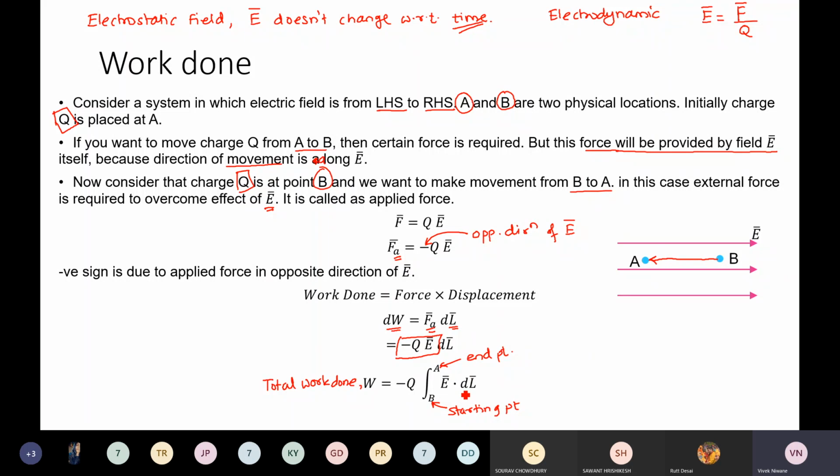Very important. If by mistake you put the limits of the integral the wrong way, writing A below and B above, the answer will have the opposite sign. Even if the answer is otherwise correct, it is incorrect in terms of the positive and negative sign. So this is the work done.